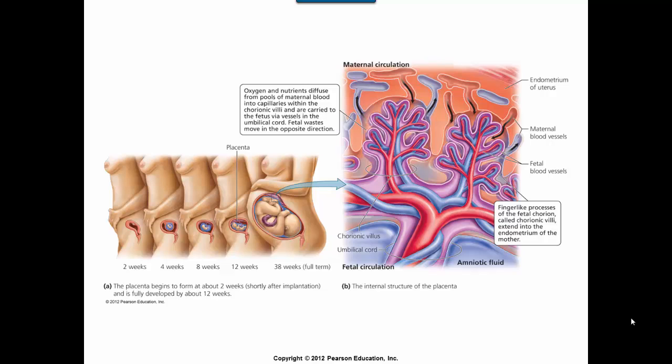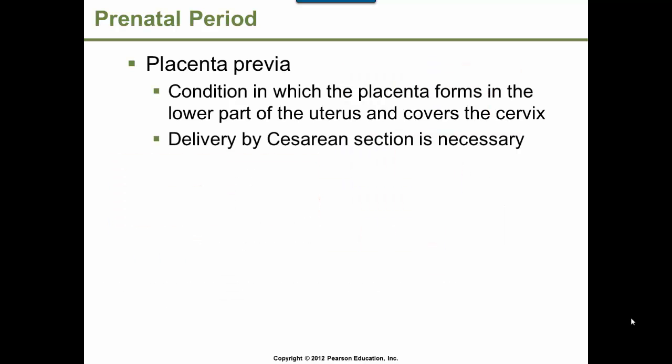In addition to beneficial nutrients and oxygen exchange, harmful products can also be transferred from the mother to the fetus, such as drugs, alcohol, caffeine, toxins, and cigarette smoke, as well as HIV. Placenta previa is a condition in which the placenta forms in the lower part of the uterus and covers the cervix. Delivery by cesarean section will be necessary. Placenta previa may cause premature birth.